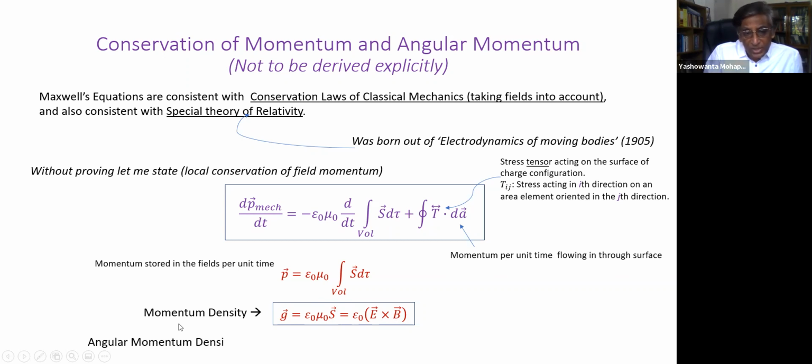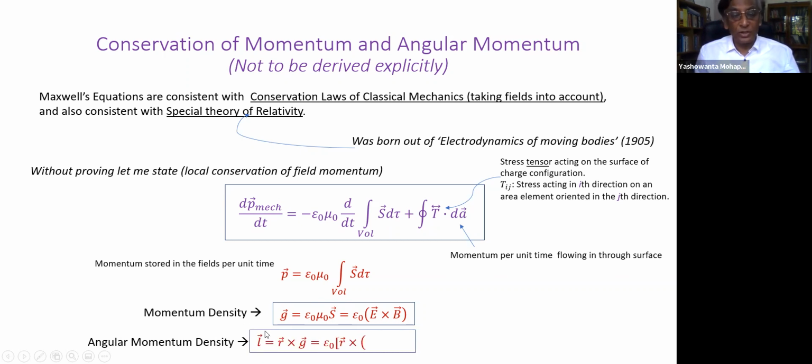So if momentum density is there, can angular momentum be far away? So it will be angular momentum density. Angular momentum density would be r cross g, of course. As in Griffiths, the relation is l, that is angular momentum density, small l, which is r cross the momentum density g, remember. So that is r cross g, which is epsilon naught r cross (E cross B).